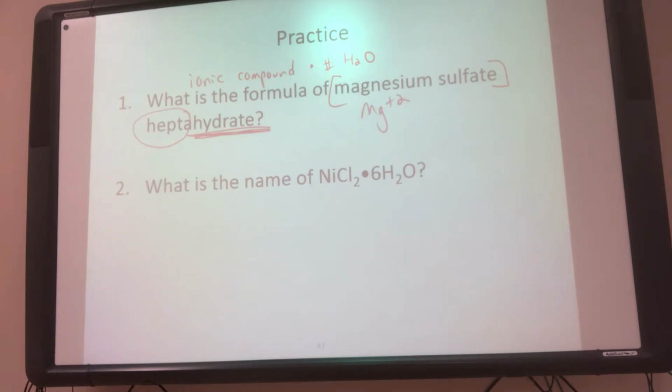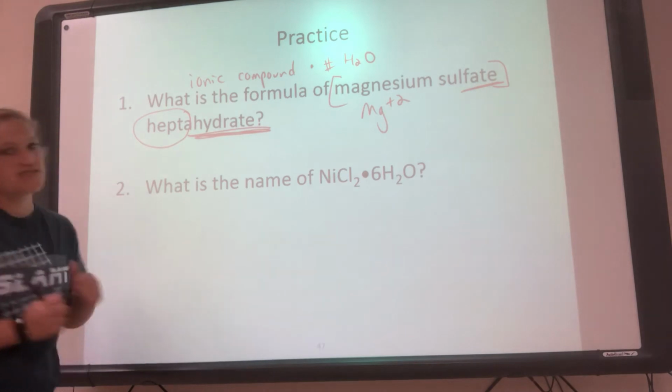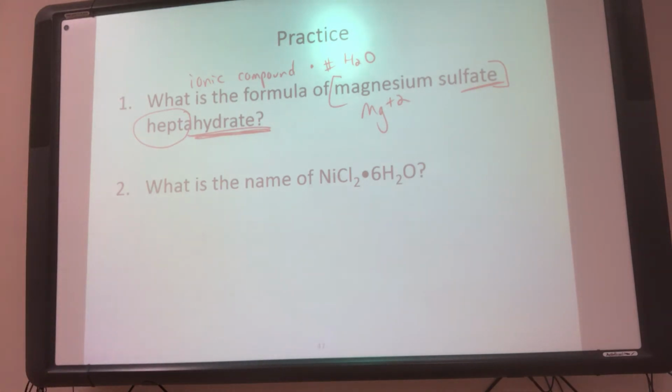Then the next part is I need to look at the anion. This ends in ate. It says sulfate. If it's an ate, then that's telling me that it's a polyatomic, because remember, polyatomic ions end in ate and ite, and then just the non-metal is going to end in ide. So then I have to figure out, well, what's sulfate? We have all of those on our polyatomic ion chart. So we look it up, and it's SO4 2-.